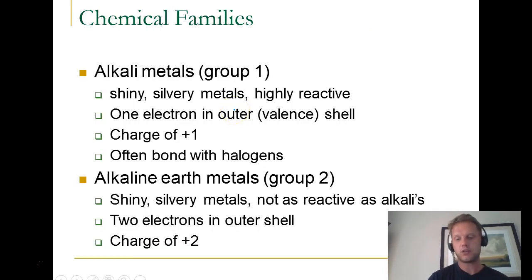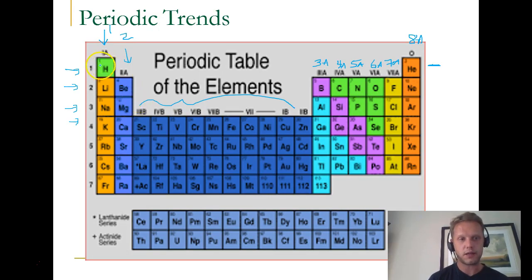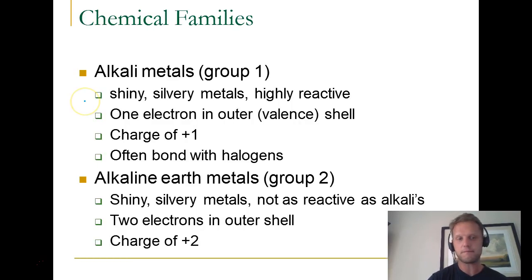So, in group 1, these guys right here, hydrogen, lithium, sodium, potassium, rubidium, cesium, francium, you have what we call the alkali metals. I'm going to show you these in class. These are pretty cool. They're very reactive. They have what we call one valence electron. Okay, they all form a charge of 1+. We're going to figure out why that is, and they often bond with halogens.